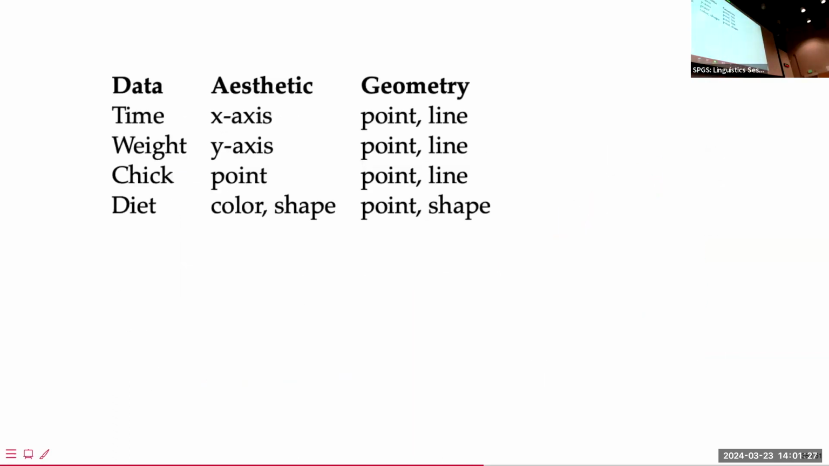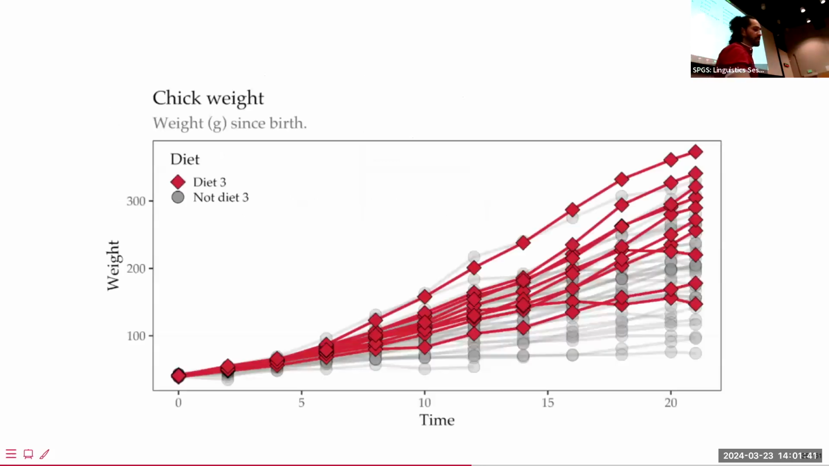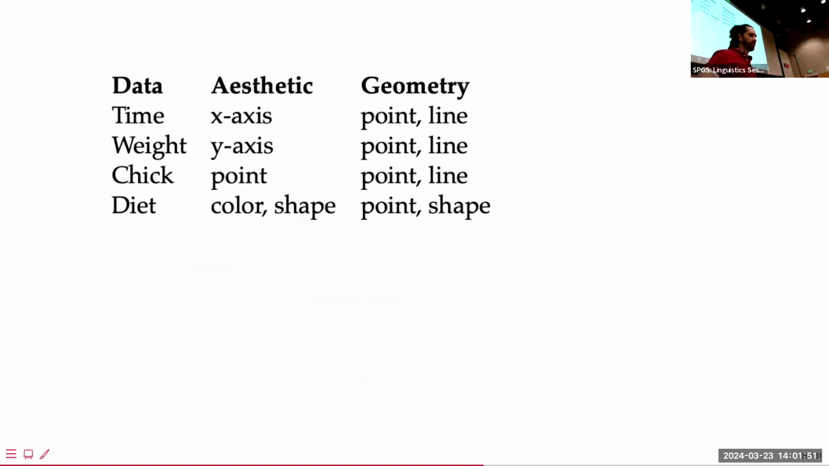So in the data frame, chick is another column. In this case, it's represented by points and endpoints and lines. And then diet, which is kind of like our categorical factor here, we see colors and shapes, which is the aesthetic, and it's mapped to points and shapes. In this case, I made the decision to marginalize across 1, 2, and 4 and just highlight 3, but that was just to make a point. That's not anything relevant with regard to chick weights. I don't know anything about chick weights. Okay, so that's kind of how that works.